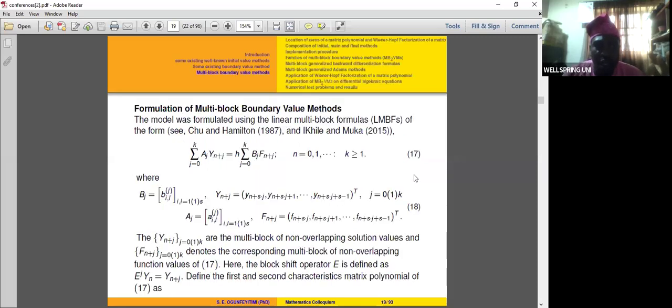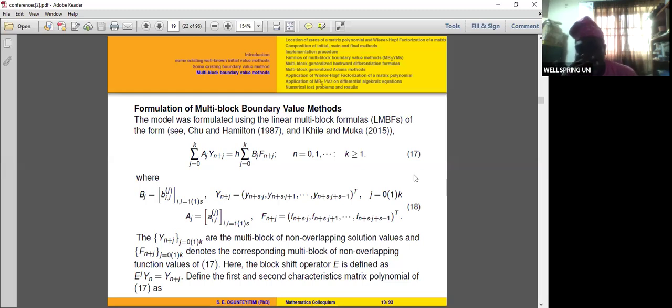So here we have the formulation of the multi-block boundary value method, which is the topic for today. When you say multi-block boundary value method, we are starting with the conventional initial value multi-block method of Chu and Hamilton and Ekele and Muka 2015. The method is given in equation 17, where there are coefficients, the block solution value, and the function value is as well given in equation 18.